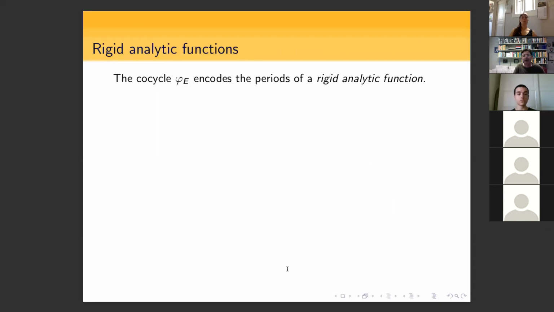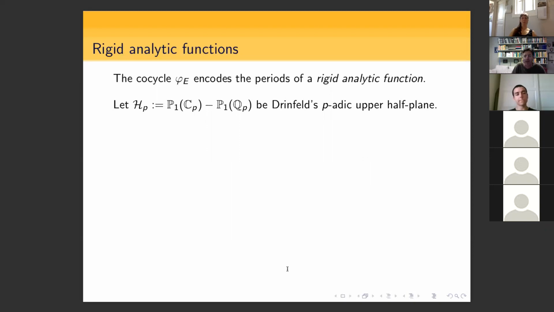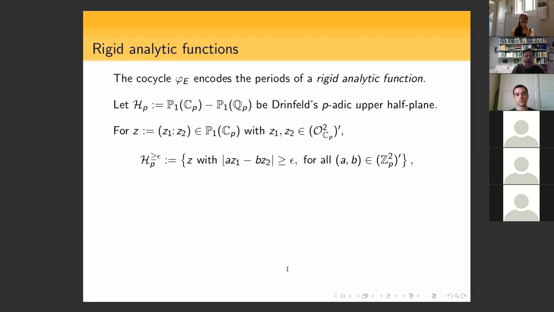So we can try to see whether this Hecke eigenclass can tell us something more directly about the arithmetic of the elliptic curve. This cocycle encodes the periods of a rigid analytic function. So I'm going to let H_p be the Drinfeld p-adic upper half plane, the complement of P1(Q_p) in P1(C_p). And we can express this H_p as an increasing union of these subsets, H_p greater than epsilon, which is the set of z's which are at distance at least epsilon in the p-adic metric from the boundary. The points in Z_p squared prime, the primitive vectors in Z_p squared, I think of as elements in the boundary, P1(Q_p).